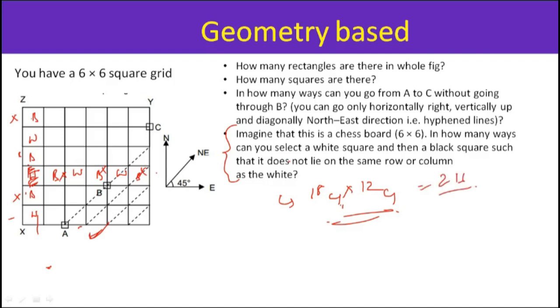Clear? How do you solve chessboard type of questions? Make a case, draw the diagram, and then put the constraint.